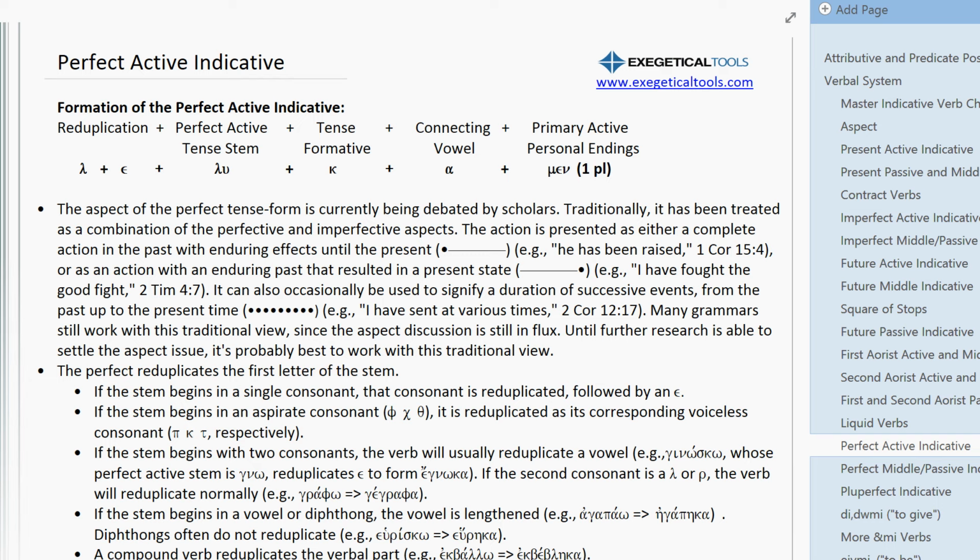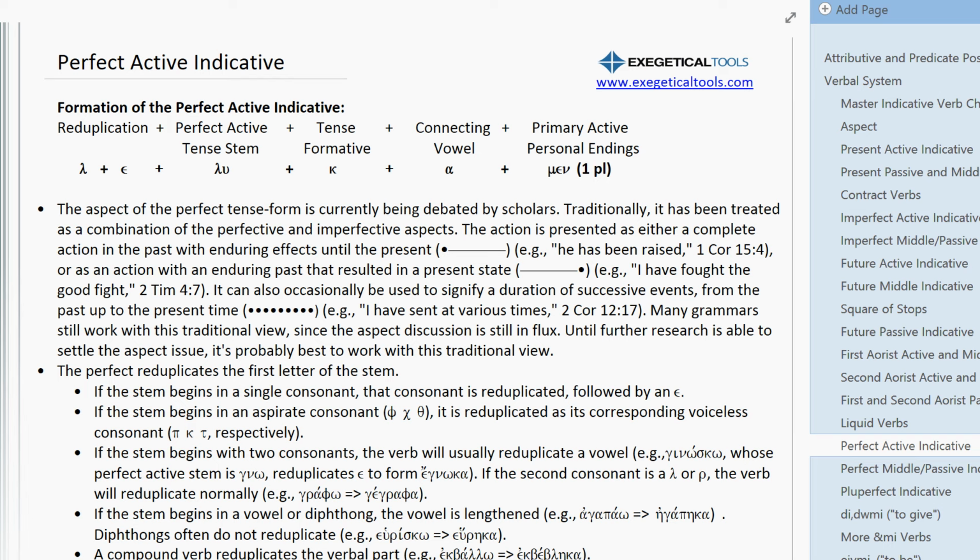In this video we're looking at the perfect active indicative, and likely by this point you should have gone through probably all the other tense stems: present, imperfect, aorist, future, and now we're at the perfect. This is usually the last one you look at. There is the pluperfect as well, but that's a little more rare. We will look at that, but this is kind of a major tense stem.